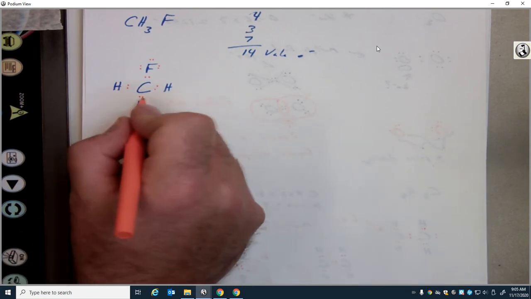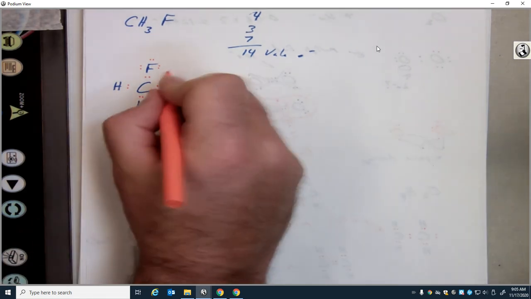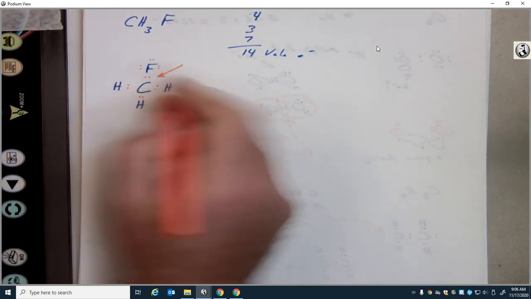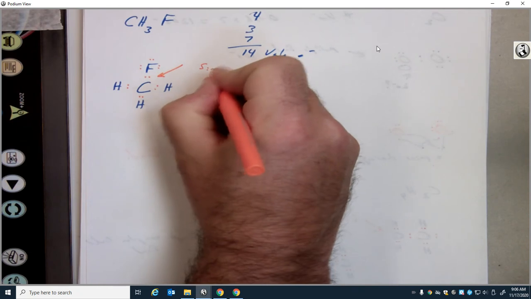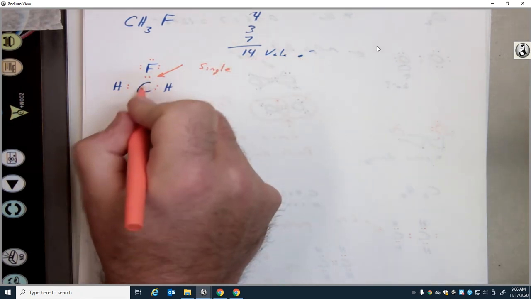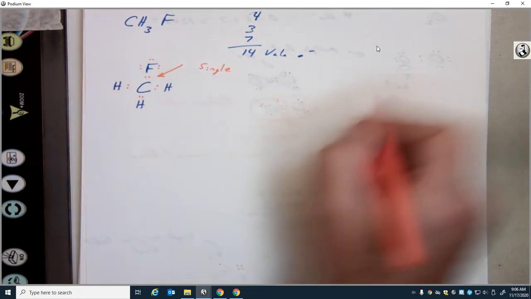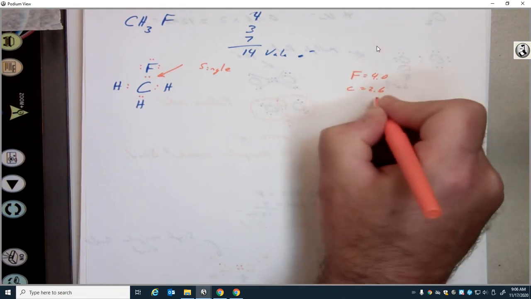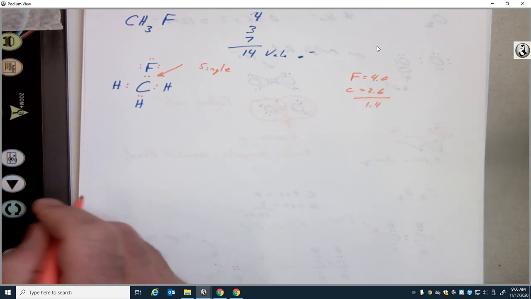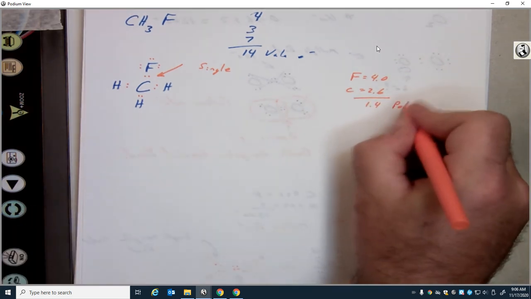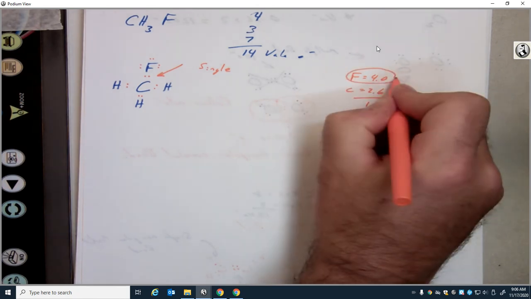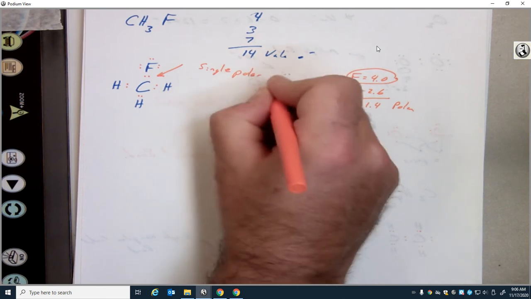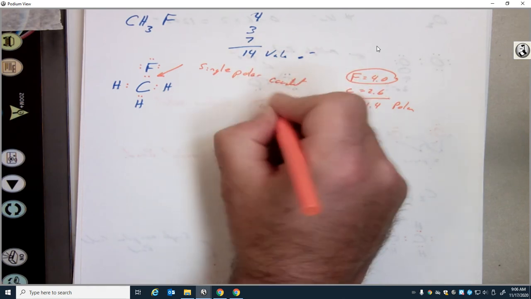Let's figure out bonds. So we've already named this one multiple times. So let's just name this bond right here. Well, it's a single bond because we got 1 pair of electrons. Is this polar or non-polar? Is it pulled one way or another? Well, if we look at fluorine is 4.0, carbon is 2.6, so that's 1.4, right? Which makes it polar. The electrons are going to be pulled towards fluorine. Okay, so this is a single polar covalent bond.